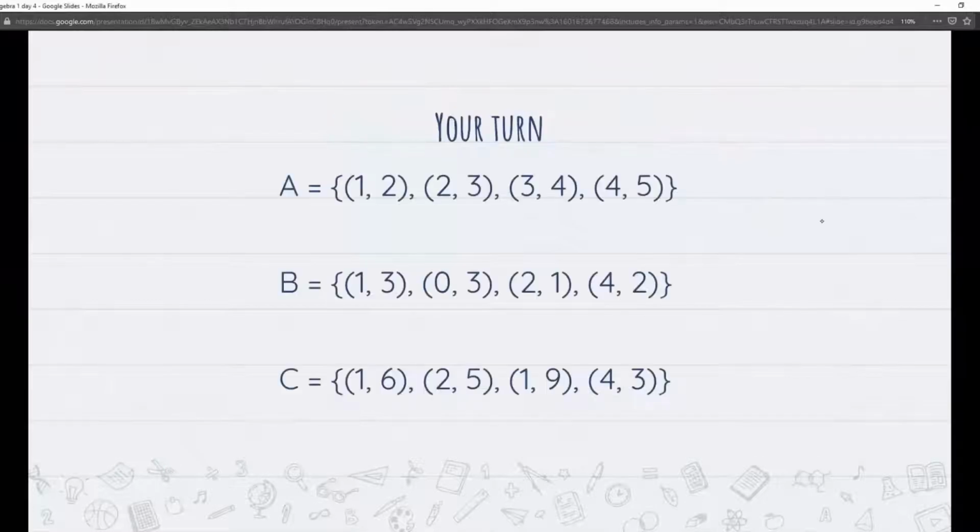Now this is your turn. Because there is no one here, I will be posting the video up later on Google Classroom, and you can try yourself at some functions and relations. Pause the video if you need to.